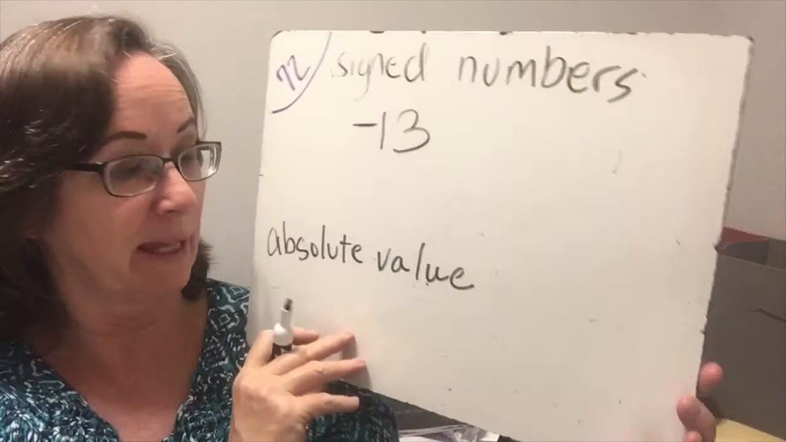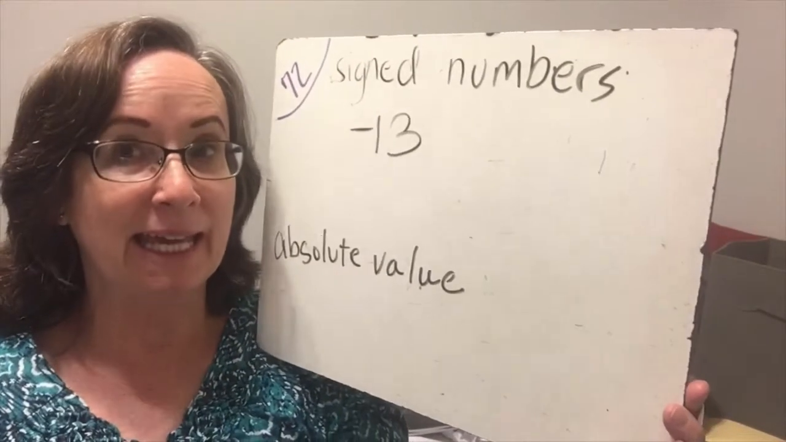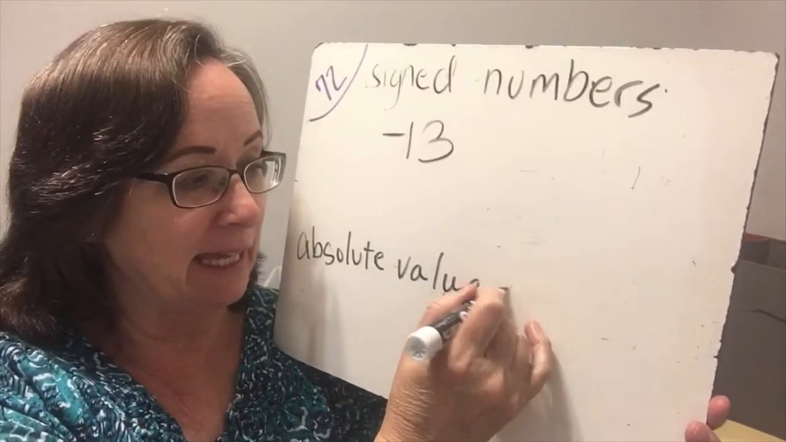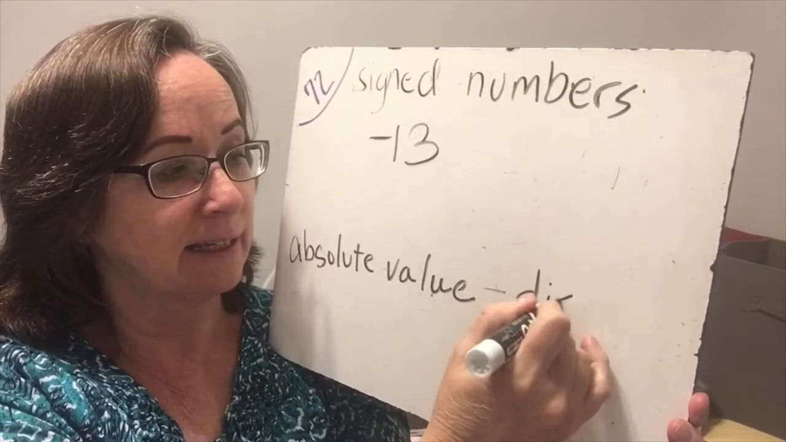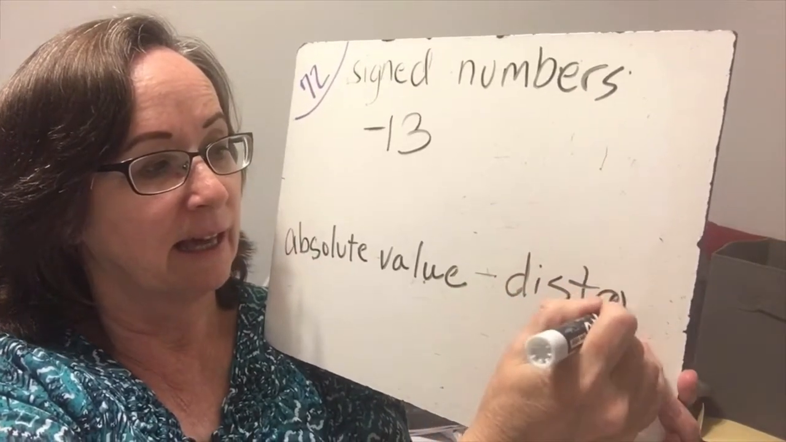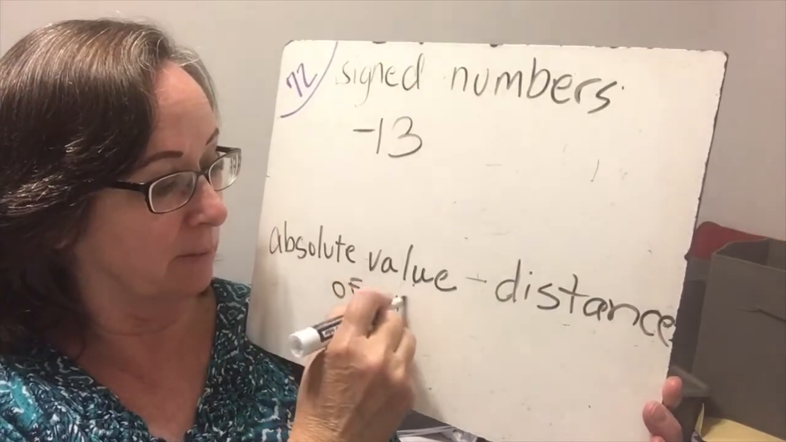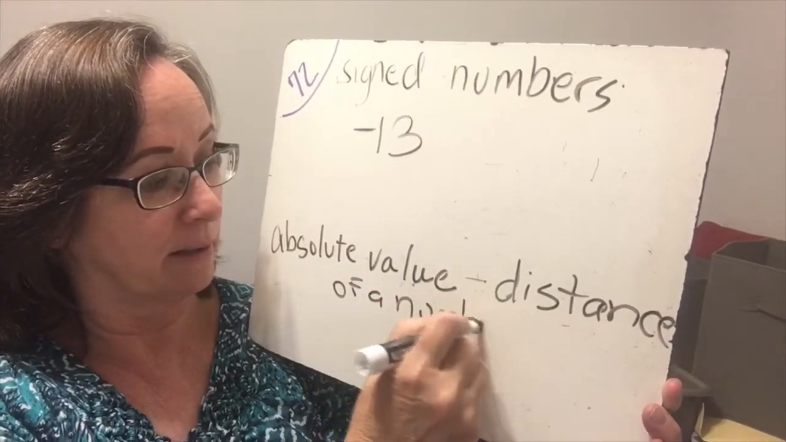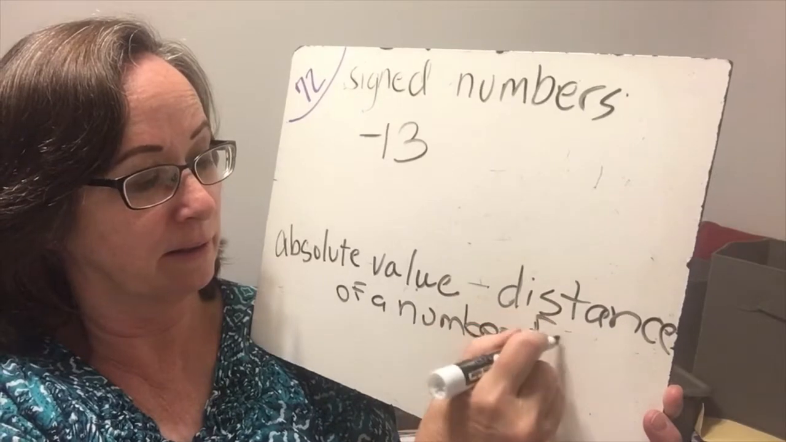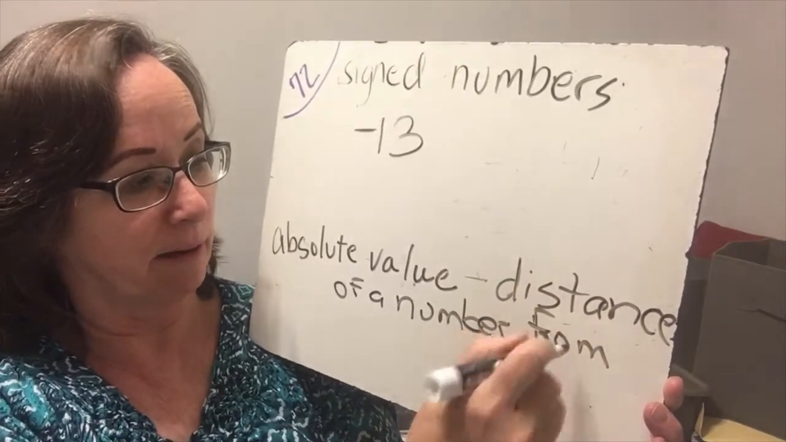Okay, so now, absolute value is the distance of a number from zero.